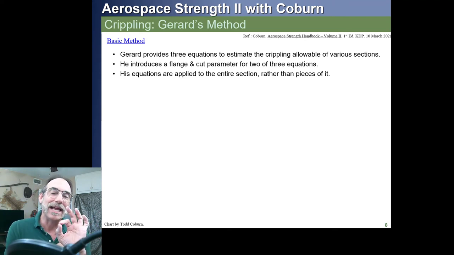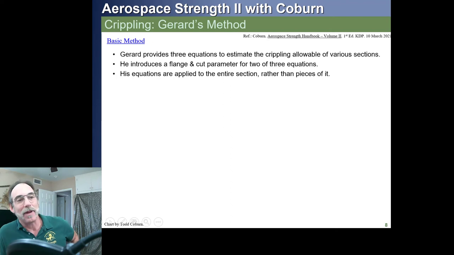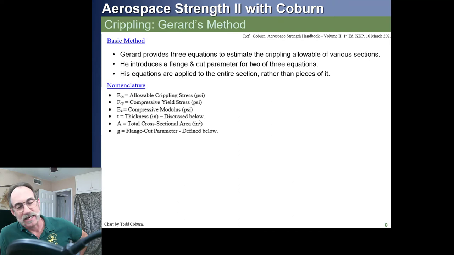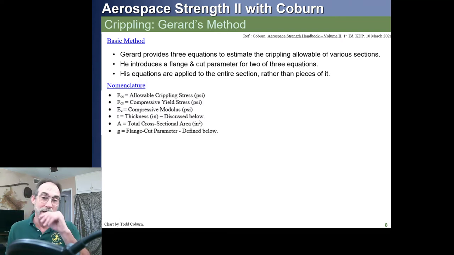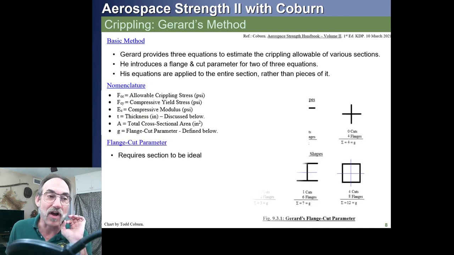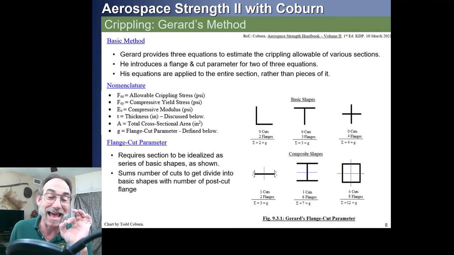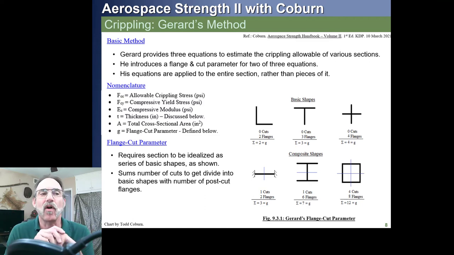So let's take a look at how this works, and let's start by defining our nomenclature. So Girard's nomenclature, FCC once again is the crippling allowable, FCY is the compressive yield strength, the compressive modulus we're going to use, we're going to need the thickness, we're going to need the area of the section for some of the equations, and we're going to need this G parameter. So let's look further at this G parameter. This is actually the hardest part of Girard's method and the place where people mess up the most, that and selecting the appropriate equation.